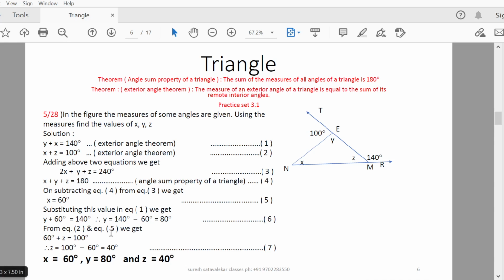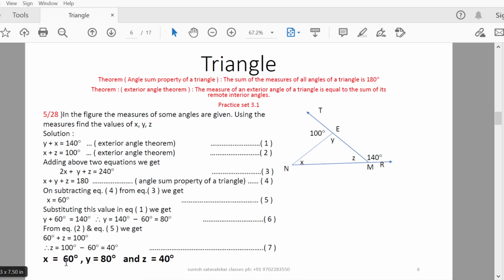Now from 2 and 5. In 2 we say x plus z is 100, and in 5 we say x is equal to 60. So we can say 60 plus z is equal to 100. To solve this equation, we have to subtract 60 from both sides. So z is equal to 100 minus 60, that is 40. This is result number 7.